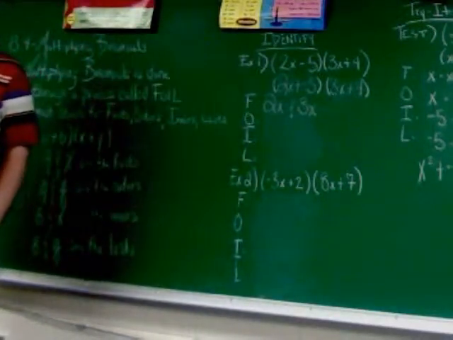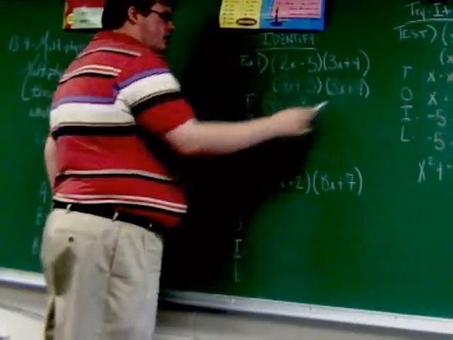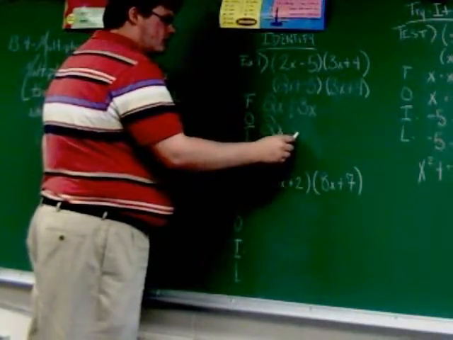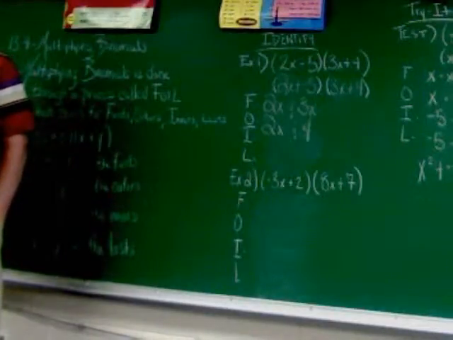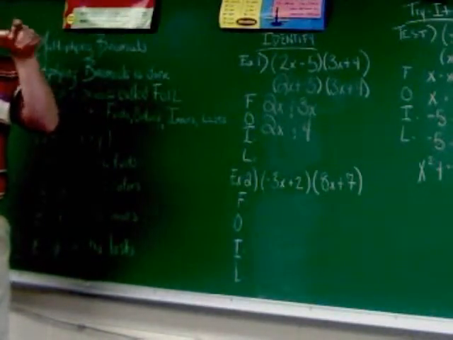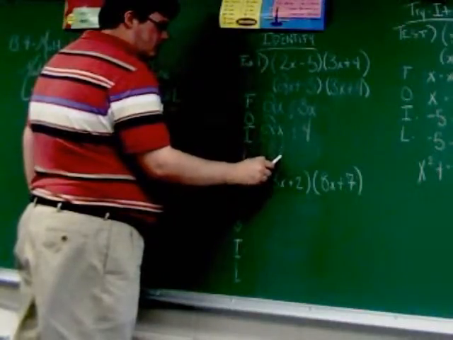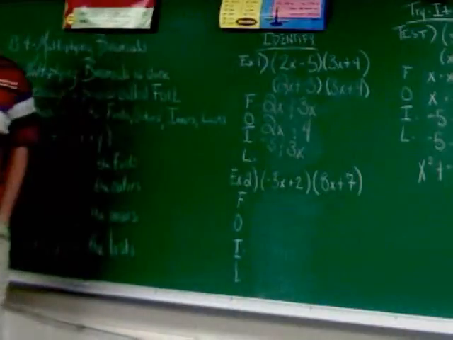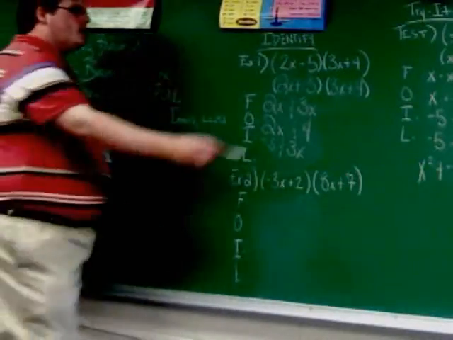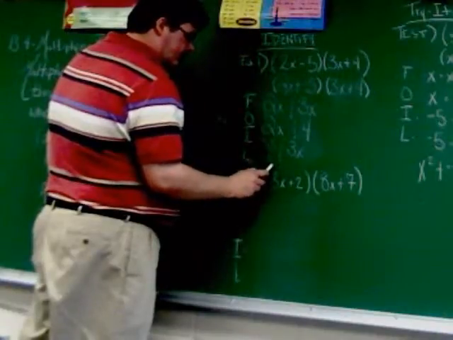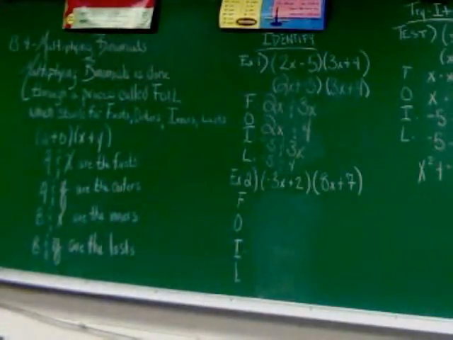O stands for the outers or the outside terms. The terms that are furthest to the outside are 2x and 4. I stands for inners, or in other words, the inside terms. So the terms that would be inside, or in other words, in the middle, that's going to be negative 5 and 3x. L stands for last, the last term in each binomial, that's negative 5 and 4. And again, this is not what you're doing in the homework set. This is that preliminary step, making sure you have this down.